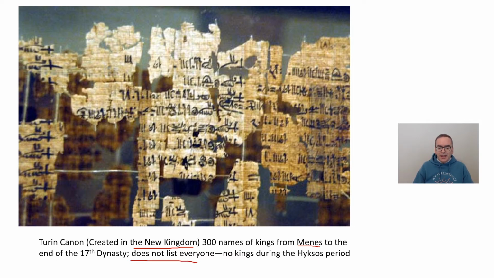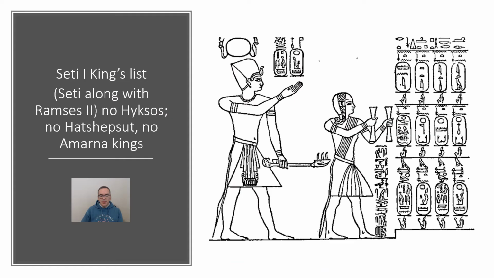Now, what's interesting is that sometimes the scribes who are putting these things together, they don't list everyone. We haven't gone through any Egyptian history yet, but what we'll see is they left out kings during what's called the Hyksos period. And the Hyksos are people who lived outside of Egypt and came in and took over. So whoever put this list together said, wait a second, those people aren't Egyptians. And so this person didn't even write down the kings who were ruling during that period.